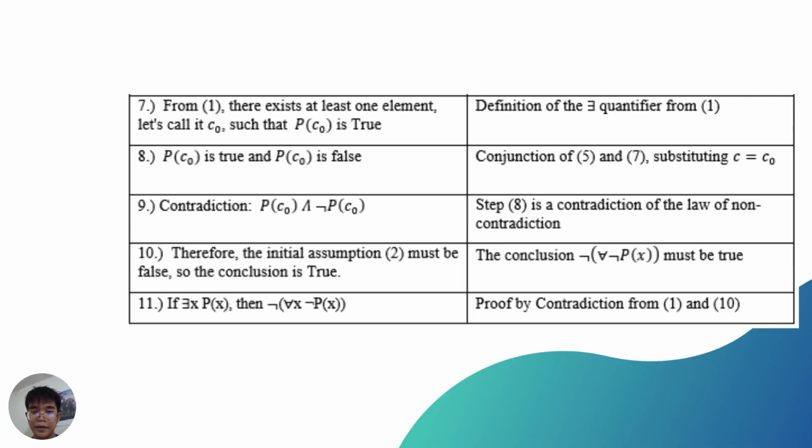So in statement 11, we can say that if there exists an x such that p of x is true, then it is not the case that for all x, p of x is false. This is proof by contradiction from 1 to 10. And now the proof is complete.